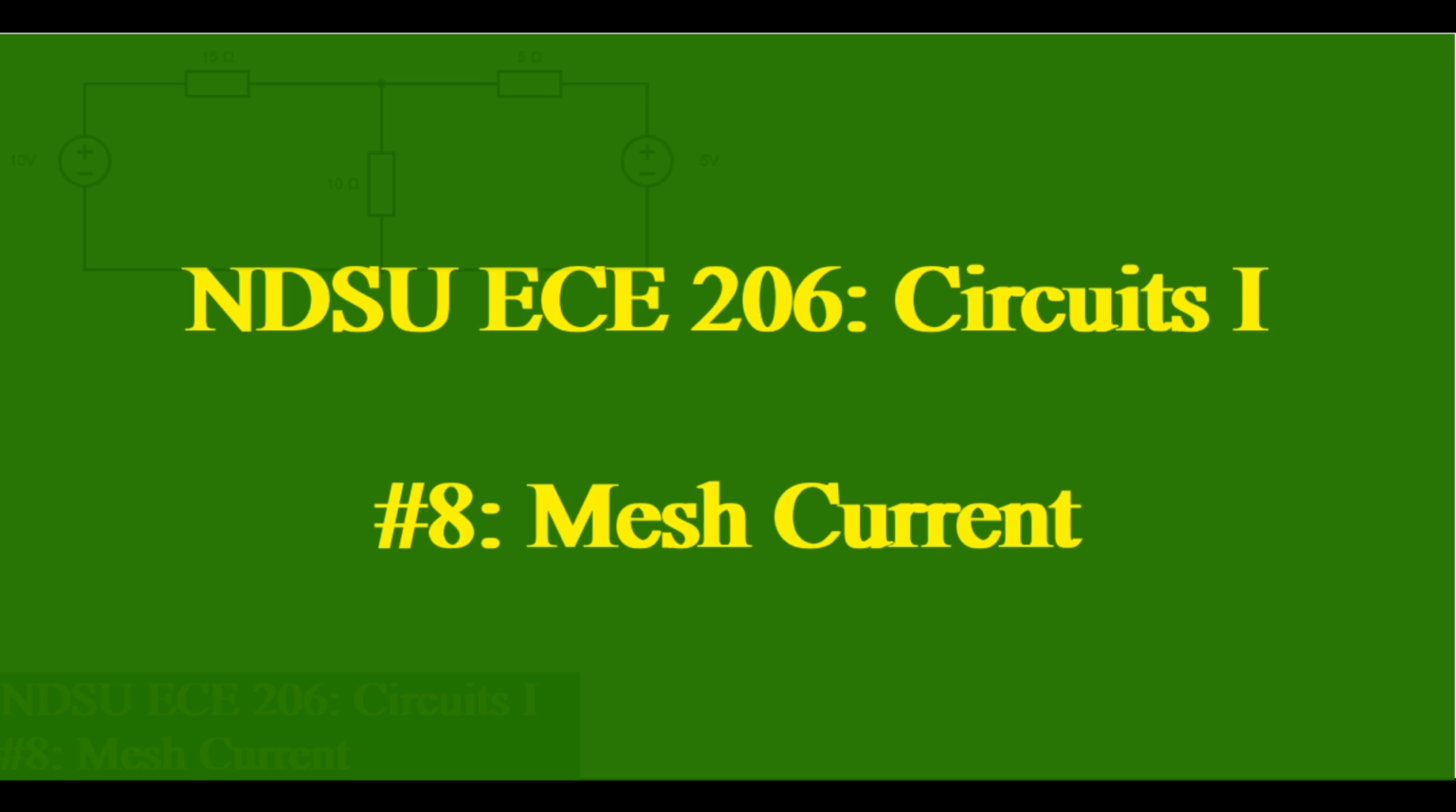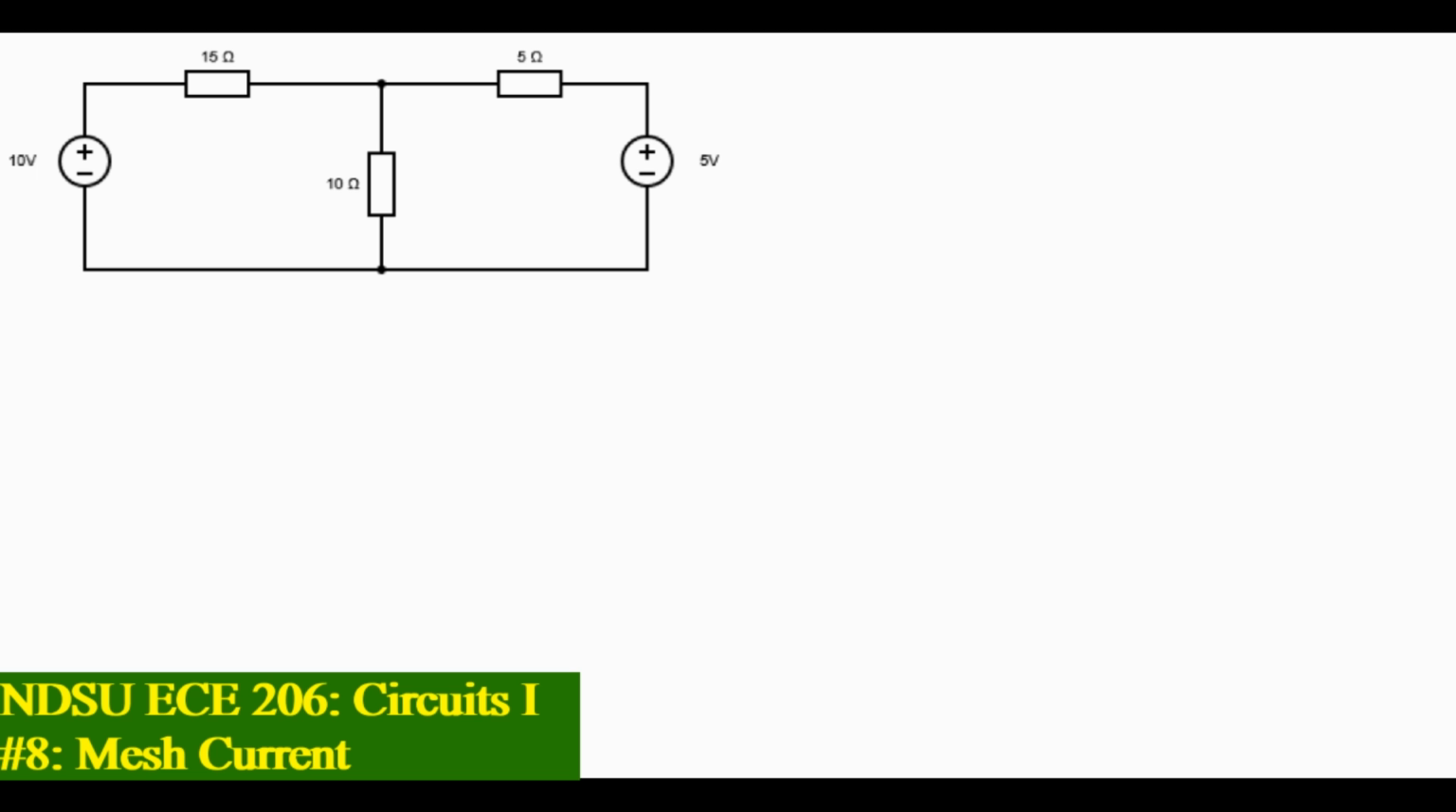In this episode, we are going to cover mesh current, which, like node voltage, is a very important circuit analysis technique that can make very complicated circuits easy to solve. Let's jump right in. Here we have a 10-volt source in series with a 15 ohm resistor in parallel with a 10 ohm, a 5 ohm, and another 5 volt source.